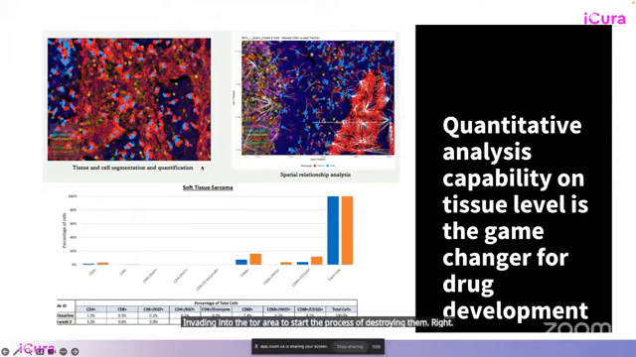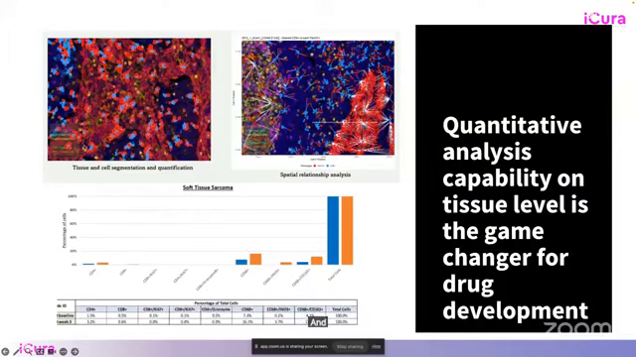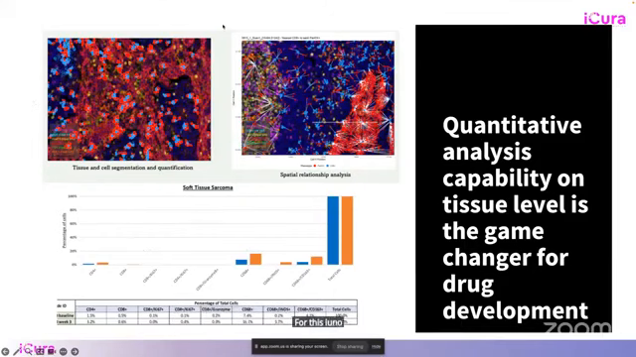So this is essentially the concept of so-called spatial biology. And this is on the protein level. Of course, you want to combine the transcriptomics level, where there's a 10x or NanoString platform where you can study the RNA expression level of certain markers, or even cytokines you're interested in, in terms of their expression level in cells and their geographic relation to the tumor. So this has been very informative and greatly helpful for immunomodulating drug developers or pharmas.